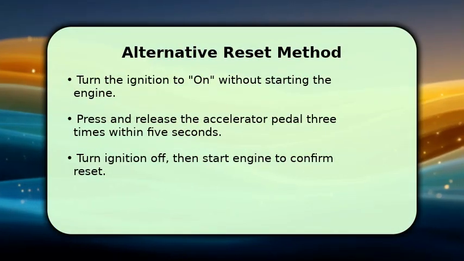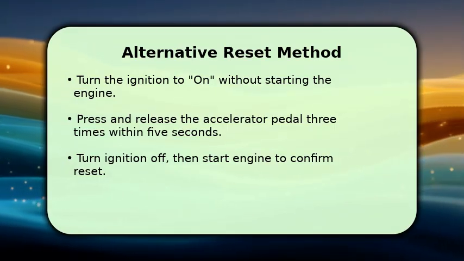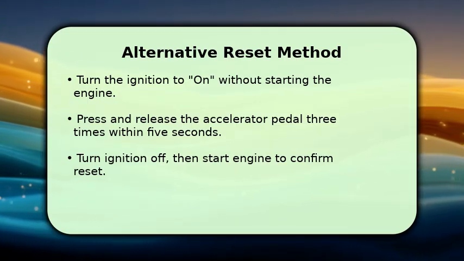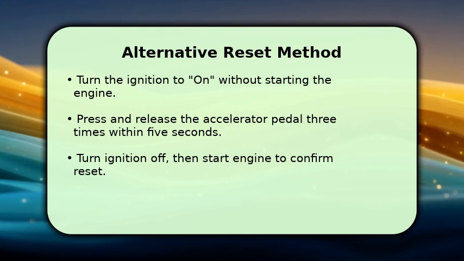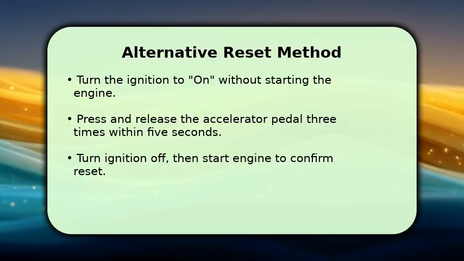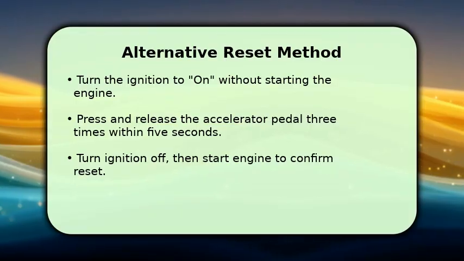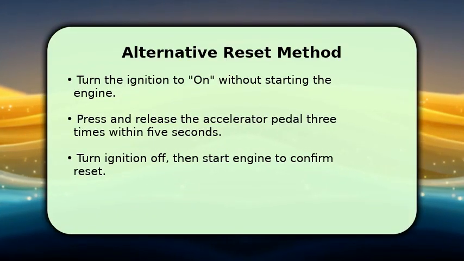For some GMC Yukon models, an alternative method involves the accelerator pedal. First, turn your ignition to the on position, but do not start the engine. Then, slowly press the accelerator pedal all the way to the floor and release it 3 times within a 5-second window. Finally, turn the ignition off, then start the engine to confirm the oil light has reset. This method is useful for certain vehicle configurations.